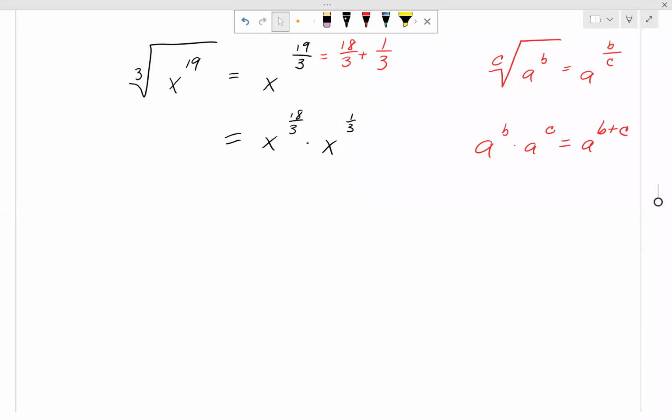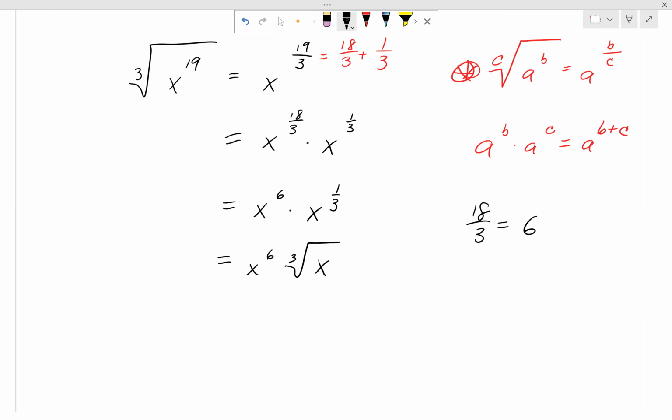It'll reduce. 18 divided by 3 is 6. So we get x to the 6th times x to the 1/3. And then we can rewrite this again using this first property right here. We can rewrite this again as x to the 6th times the cube root of x to the 1. And then this would be my final answer.